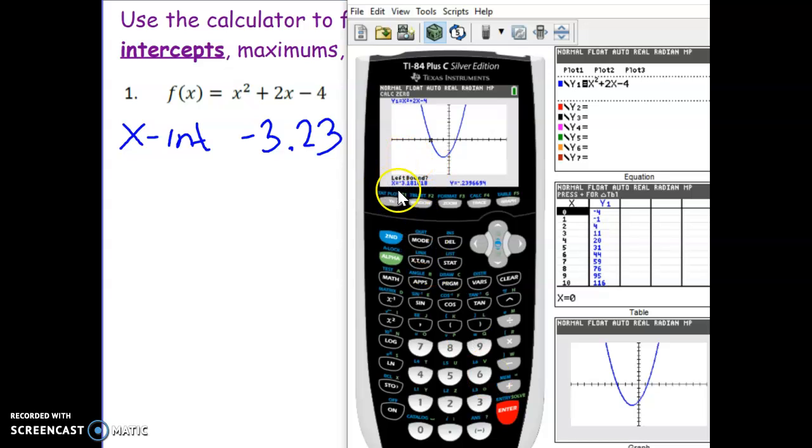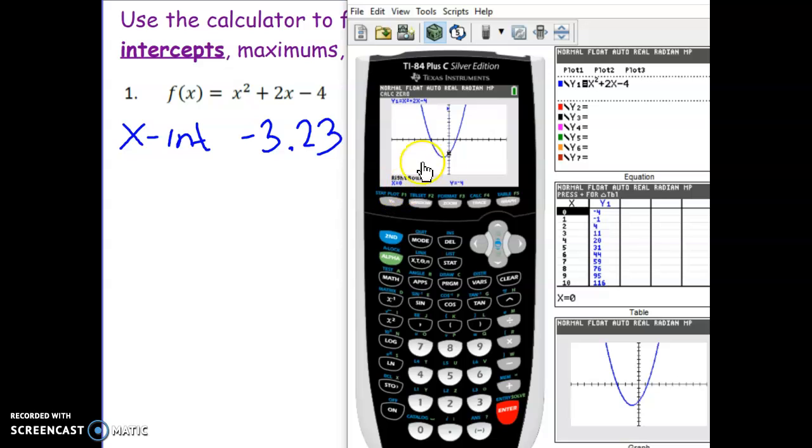All right, it's going to ask me those same questions, left bound. Well, this time I want to find this one. And if I'm moving to the left, you can see I'm below it. So I'm going to scoot over there until I'm below it. Right, there I am on the left. And then I'll hit enter.